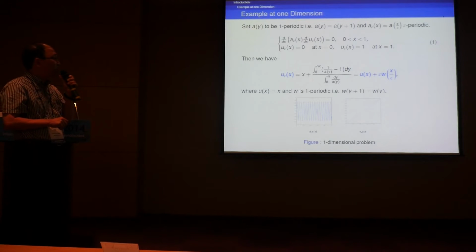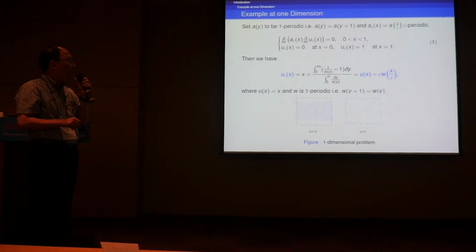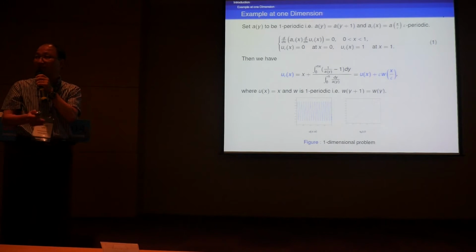And this solution can be decomposed into two parts. The first one is u(x), and that is x here, which is the global behavior of the solution. And epsilon w is the oscillation around it. So u is the limit of u sub epsilon, and epsilon w is called the corrector. Why? Because if you add this corrector to the limit, then that will be the solution of the epsilon problem. So actually you can correct the limit configuration by adding the corrector.